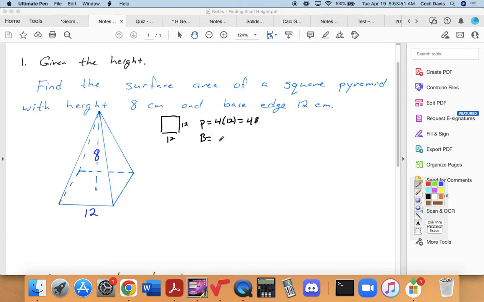And then the area of the base, it's base times height. So it's 12 times 12 is 144. Then we're ready to find the lateral area. The lateral area, I know it's been almost a week since you've thought about any of this. Someone remember the formula for the lateral area?